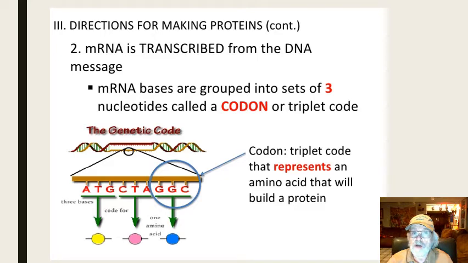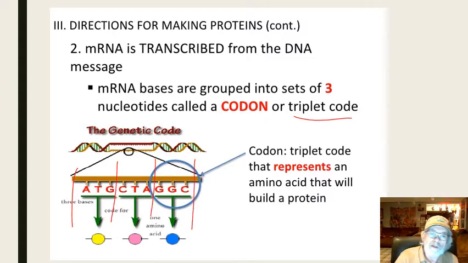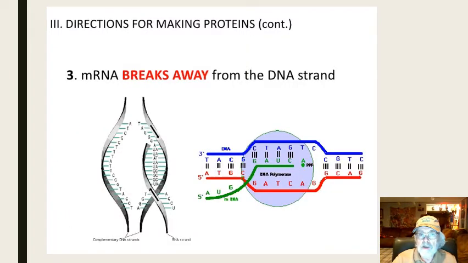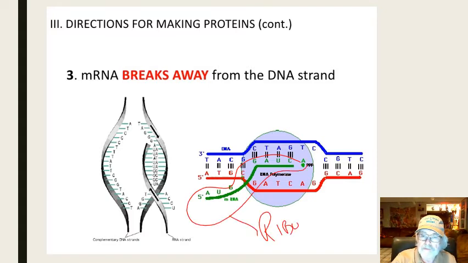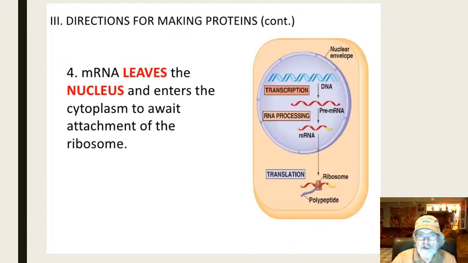Messenger RNA is transcribed from the DNA message in a group of codons, or a triplet set of bases. Again, there's a triplet, there's a triplet, there's a triplet. And that represents a particular amino acid. The messenger RNA breaks away from the DNA strand. So here's my messenger RNA. It's going to leave. It's going to go to a ribosome. So messenger RNA leaves the nucleus, enters the cytoplasm, and awaits attachment of the ribosome.